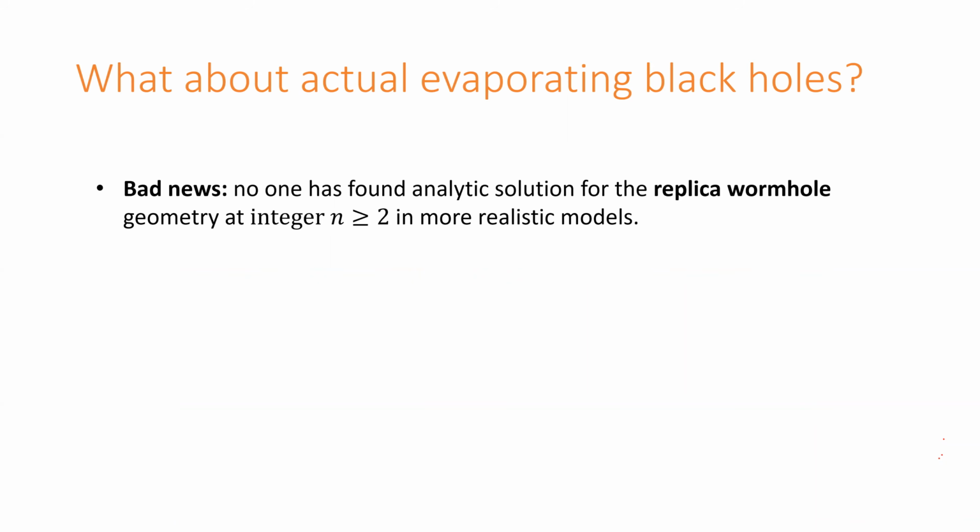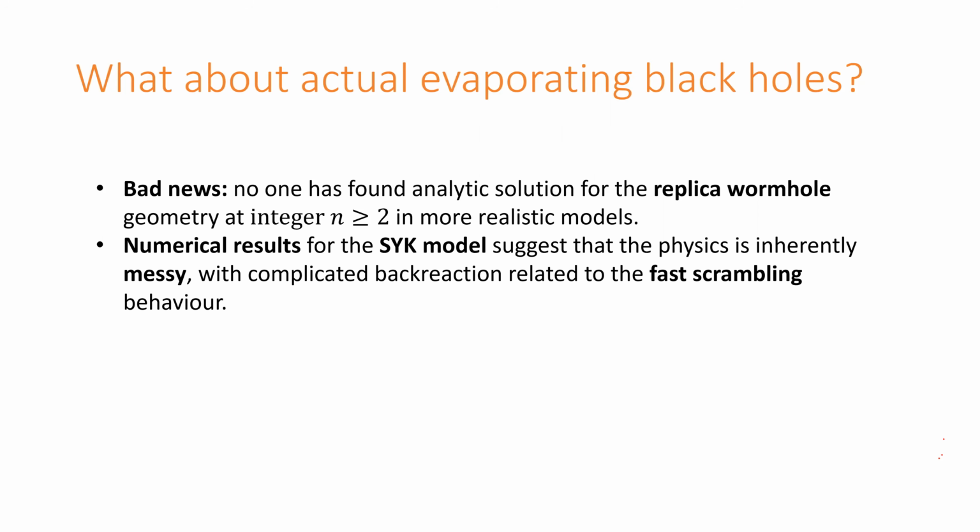So what can we say about actual evaporating black holes? Well, the bad news is that no one has found an analytic replica wormhole saddle point at integer n in any more realistic model than the one I just showed you. We have numerical saddle points in the SYK model, and in fact, these suggest that the physics of what's going on is just inherently messy. You have complicated back reaction, the fast scrambling effects are coming into play. It's just ugly and complicated.